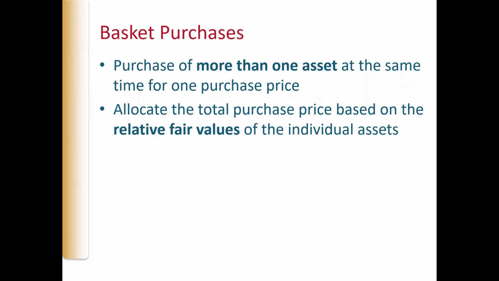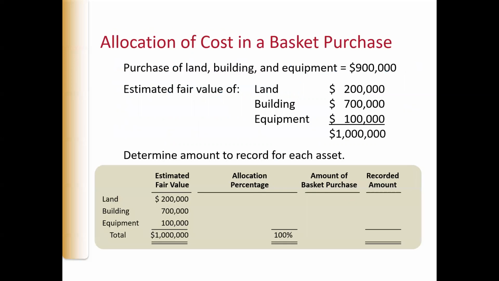When this happens, the way we determine what each asset is, what we're going to show as its cost basis, is by taking the various assets and coming up with an estimated value of the assets to the total. So in this case, we are going to purchase the land, the building, and the equipment for $900,000. We separately need to look at what is the value of the land, what is the value of the equipment, and the fair value of the building.